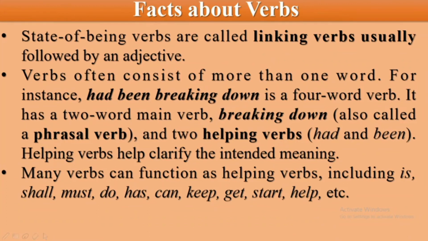Verbs often consist of more than one word. For example, had been breaking down is a four-word verb. It has a two-word main verb, that is breaking down. It may also be called a phrasal verb, and the two helping verbs had and been. Helping verbs help clarify the intended meaning. Many verbs can function as helping verbs, including is, shall, must, do, has, can, keep, get, start, help, etc.